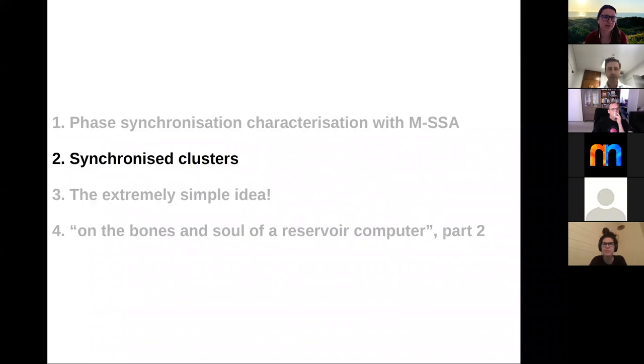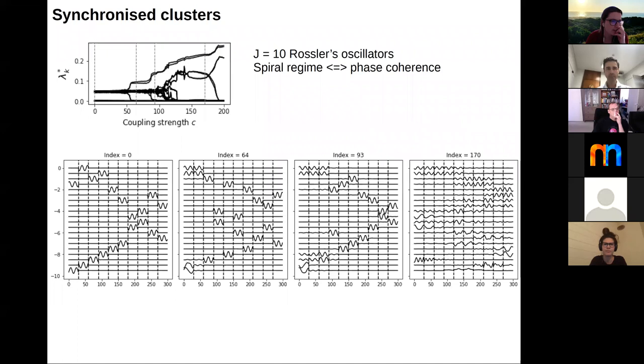Okay, so now I'll talk about synchronized clusters. So that scenario here is a benchmark often used for MSSA. Okay, here you have 10 Rössler oscillators in the spiral regime. If they are not connected, if the coupling strength is 0, the intrinsic regime is the spiral regime. This implies phase coherence.